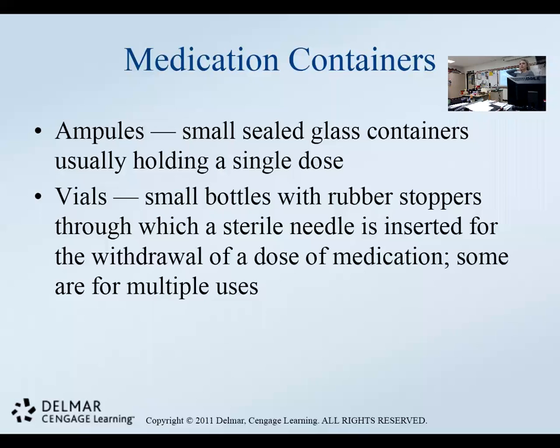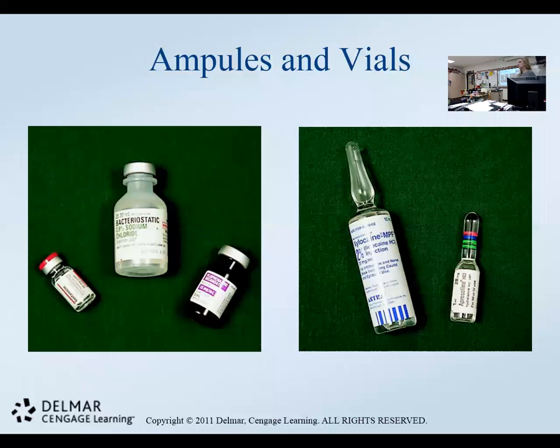I didn't know this could all be done. Okay, vials. These are small bottles with rubber stoppers. So usually, you clean it and put your needle in there to get your medication. Some can be used for multiple doses. So here's a good picture. This is a vial, with a metal cap on the top of it. And this is an ampule.